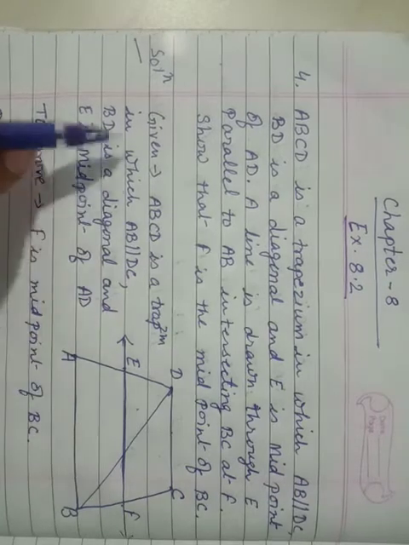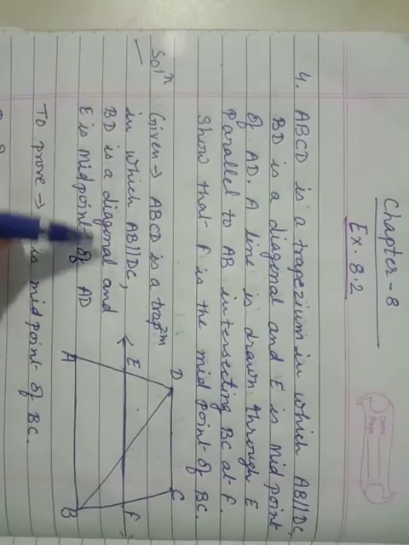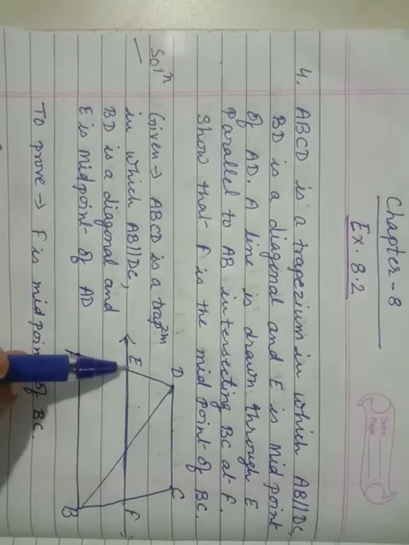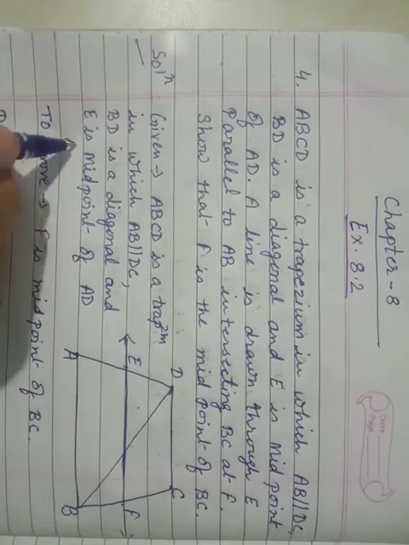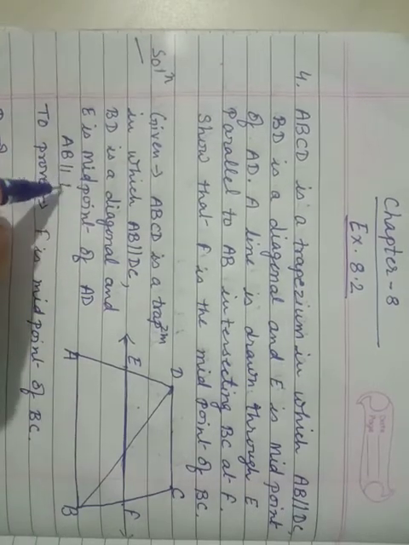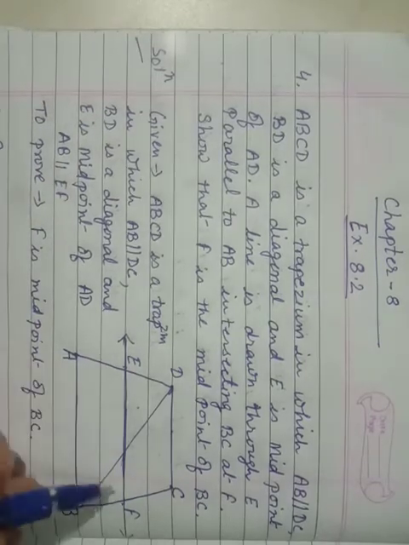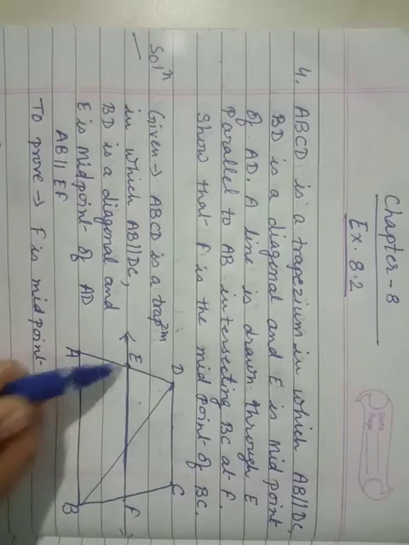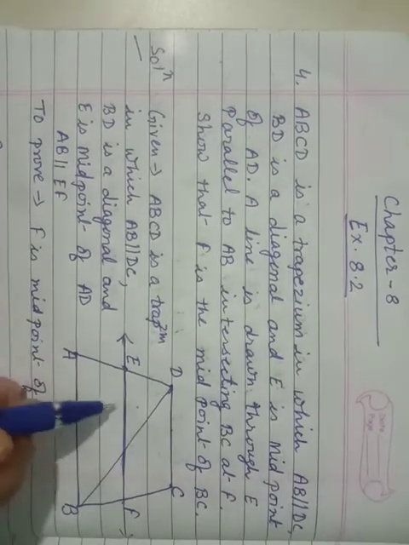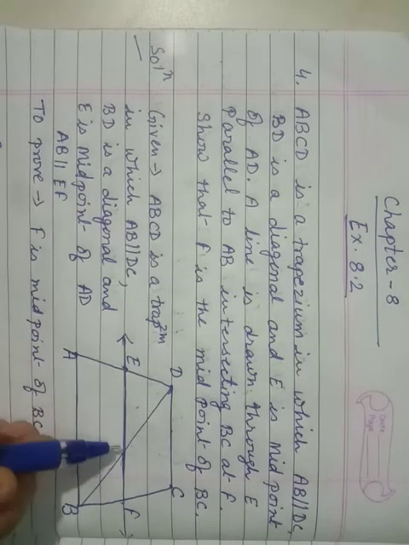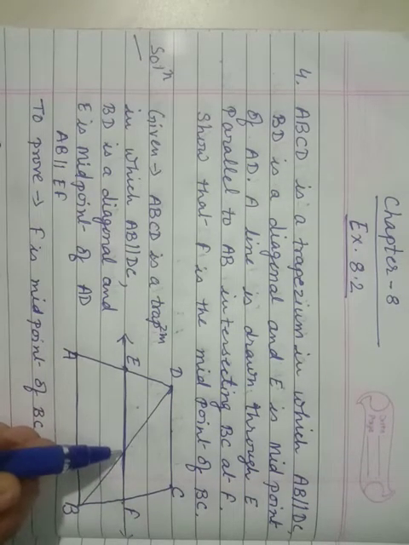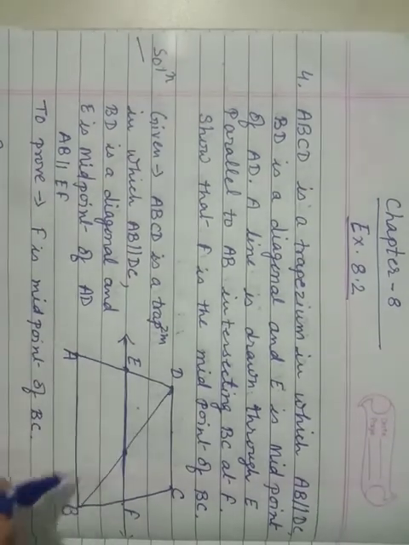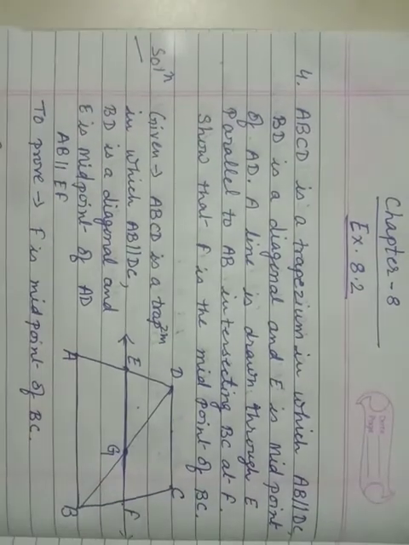Okay, so we'll write given: ABCD is a trapezium in which AB is parallel to DC, BD is the diagonal and E is the midpoint of AD, and one more thing is given, that AB is parallel to EF also. So we can use the midpoint theorem here. See, one midpoint is given, a triangle is given, lines are parallel. So by using the converse theorem, we can prove that this point is the midpoint of BD. So name this point G.